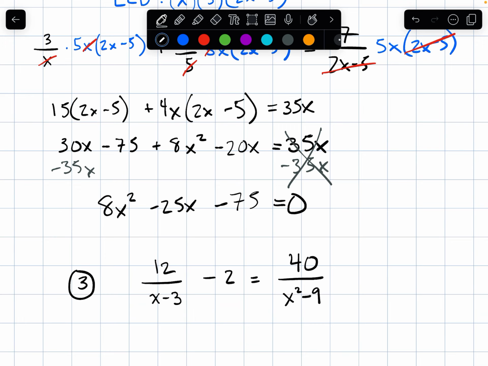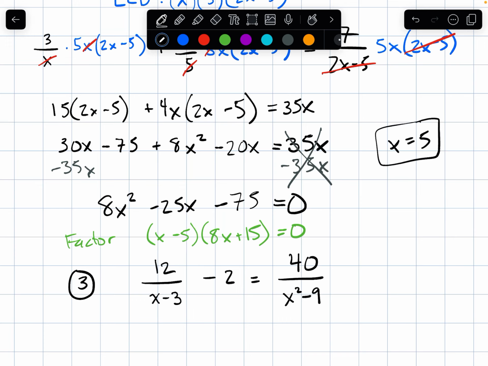If we factor this, I'm not going to do it here, I've already got this written out. When we factor this, we end up with x minus 5 times 8x plus 15. If you're not sure how to factor that, make sure you go back to chapter 5 and review all those problems. We also did this in the beginning of this chapter, so make sure you go back and review that. Now I'm going to get 2 possible answers. We get an answer of 5, so x equals 5. And the other answer is going to be negative 15/8.